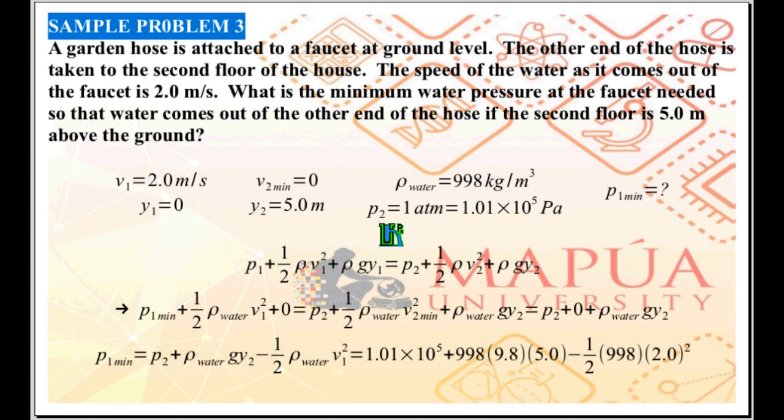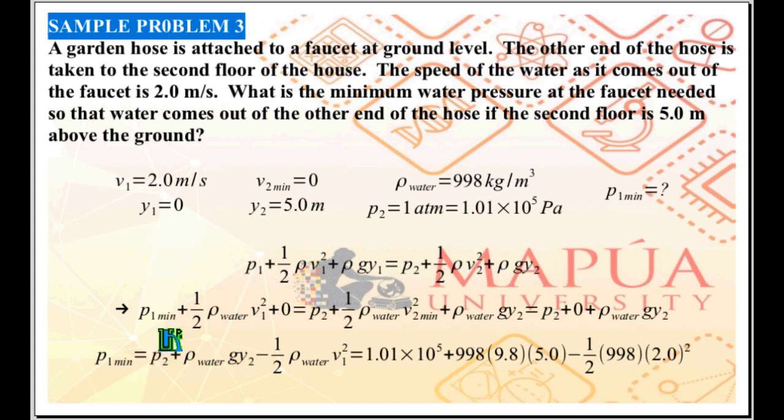Again, the problem does not mention the pressure at the second position at the other end of the hose. But since the other end of the hose is open to the atmosphere, automatically the pressure at the other end of the hose is atmospheric pressure. So P2 is equal to 1 atmosphere. Now, Bernoulli's equation tells us P1 plus 1/2 rho V1 squared plus rho g Y1 is equal to P2 plus 1/2 rho V2 squared plus rho g Y2.